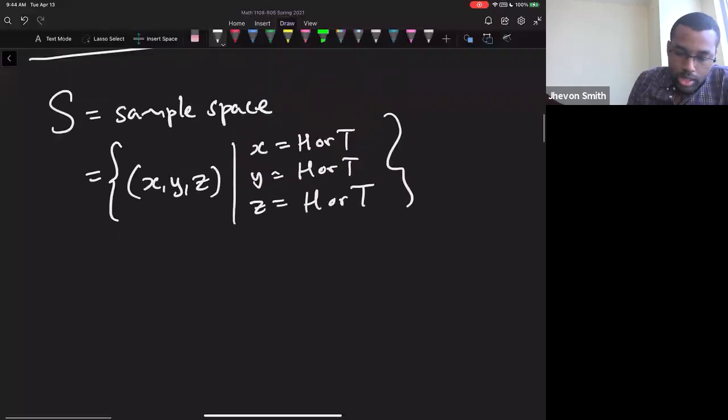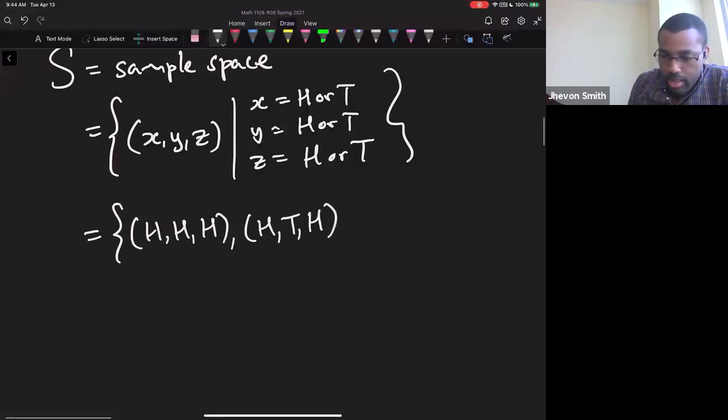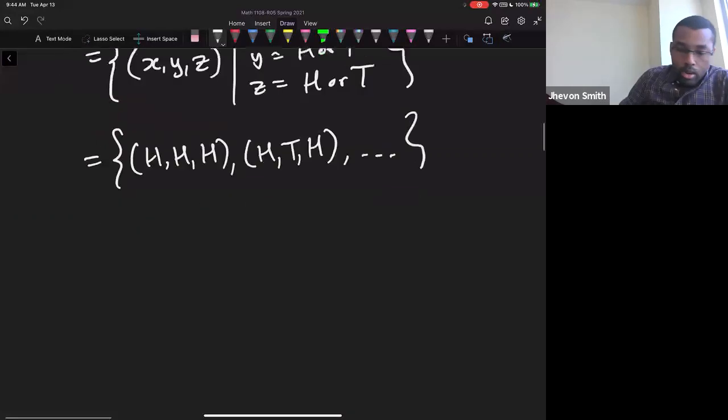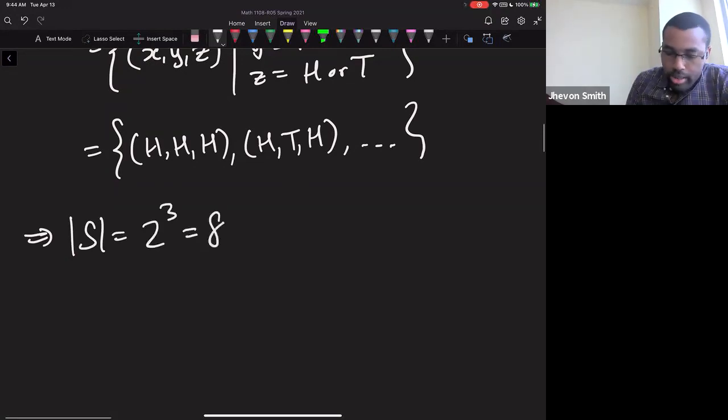So this is just a set of things like, okay, you can get a head on the first toss, head on the second, head on the third, or you can get heads, tails, then heads, etc. So these account for all possibilities. Now, this means that the size of the sample space is going to be 2 cubed equals 8 by the multiplication rule.